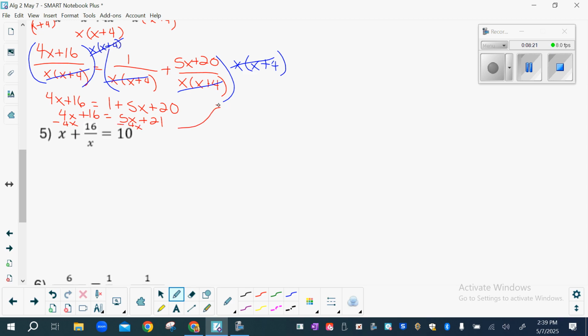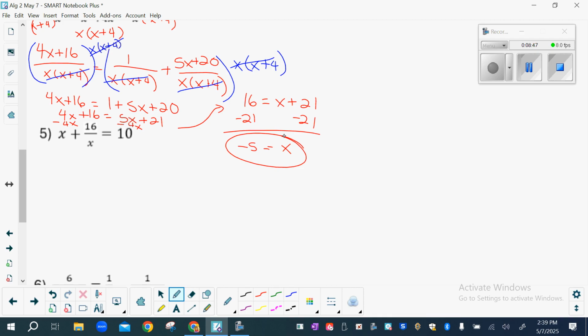And so this gives us 16 equals x plus 21. And then we get x is negative 5. Okay, number 5 is going to get a little bit more complicated.